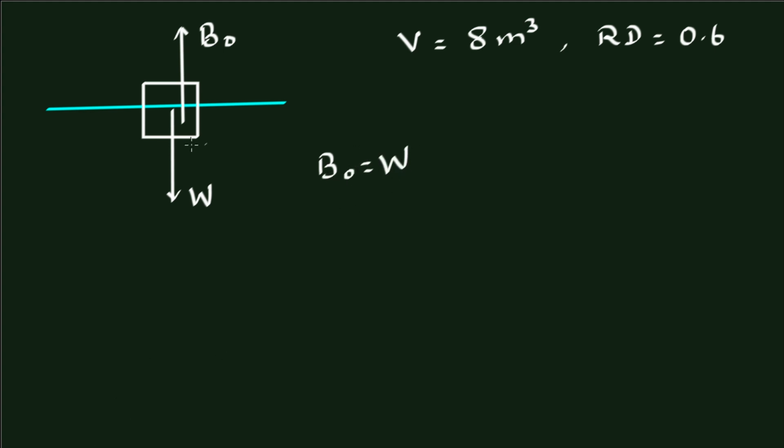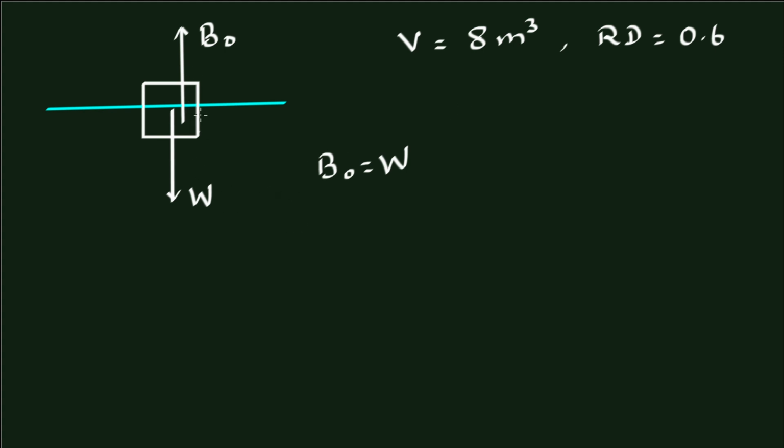Now we also know, by the way, since the relative density is 0.6, 60% of this block is submerged and 40% is above the liquid surface, but we don't need that for this particular problem. I'm just reminding you of some interesting things.